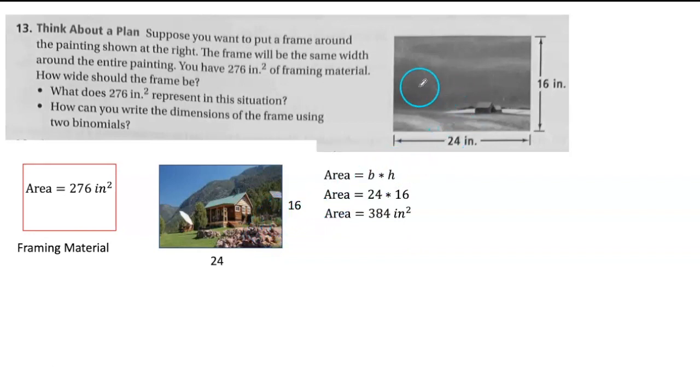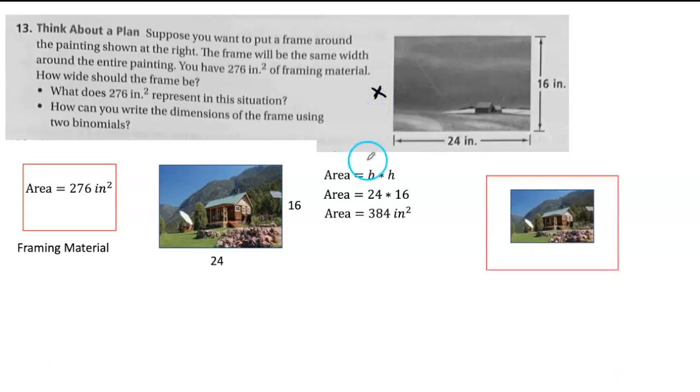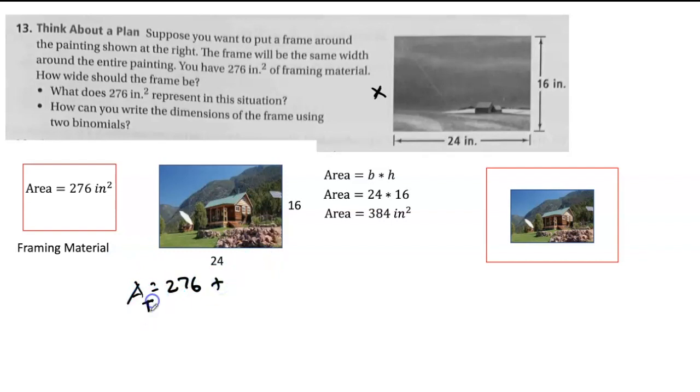The idea is to find the width of a frame. So let's draw that. This is my painting, and this is the frame. That means this 276, I have to cut strips of it and put it around the painting. Now I know a total area: the area of the framing material, which is 276, plus the 384 from the painting. Now the idea is, how can I find my area having the frame and the picture together?